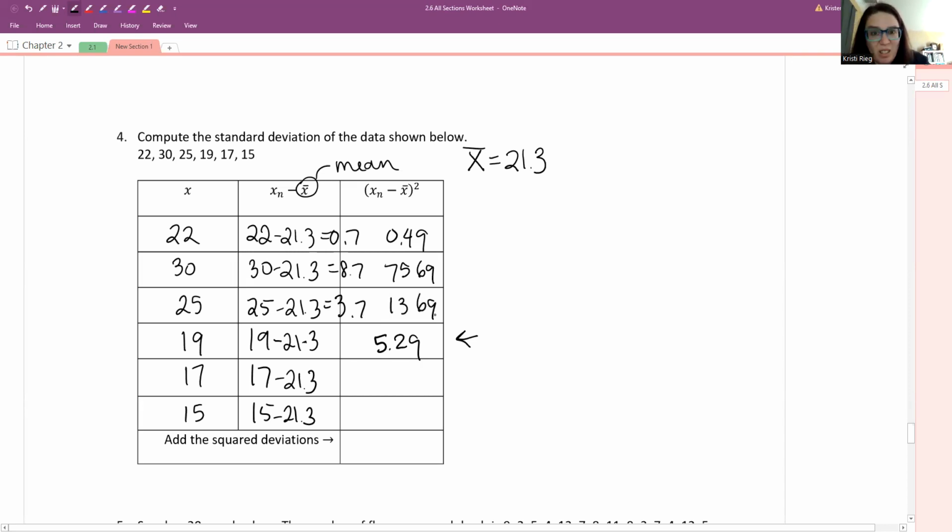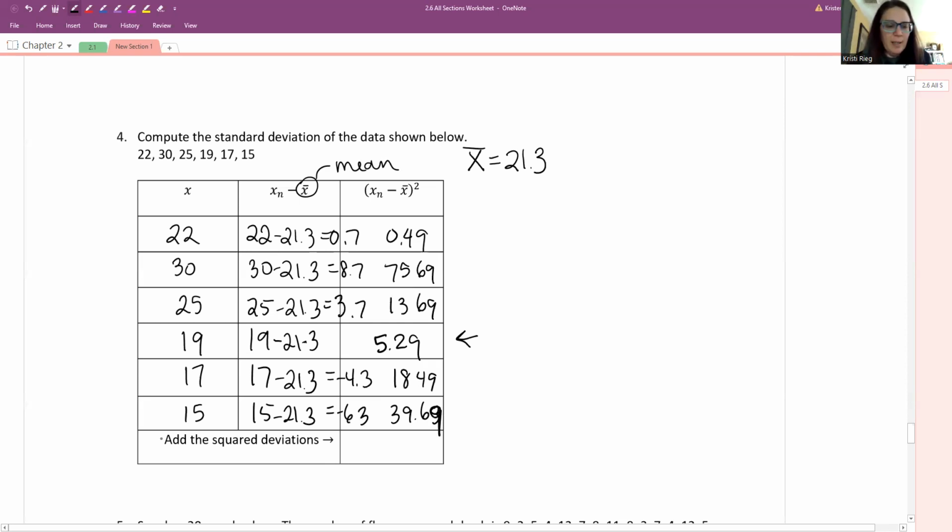This is a pain. Do you see why I said we wanted to do a shortcut? This is terrible. All right. 17 minus 21.3 is a negative 4.3. When I square it, I get a positive 18.49. And then finally, 15 minus 21.3 is negative 6.3. And then I square it and I get 39.69. Okay. Yay, that was fun.